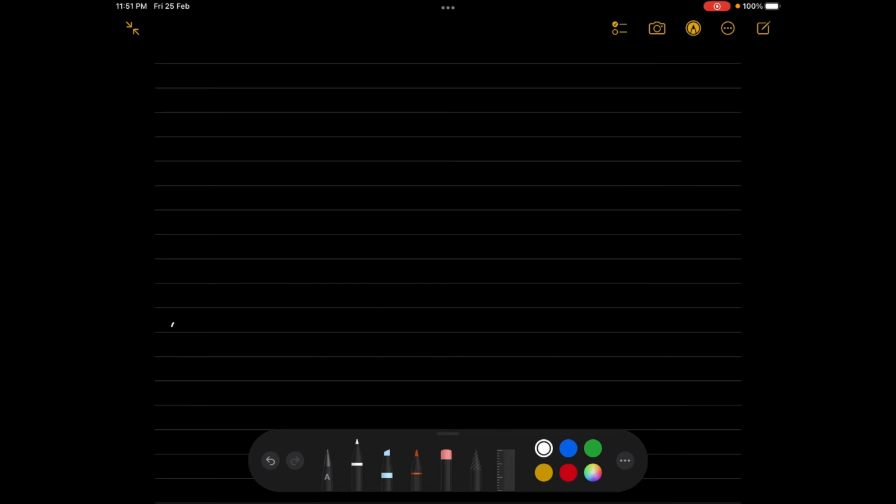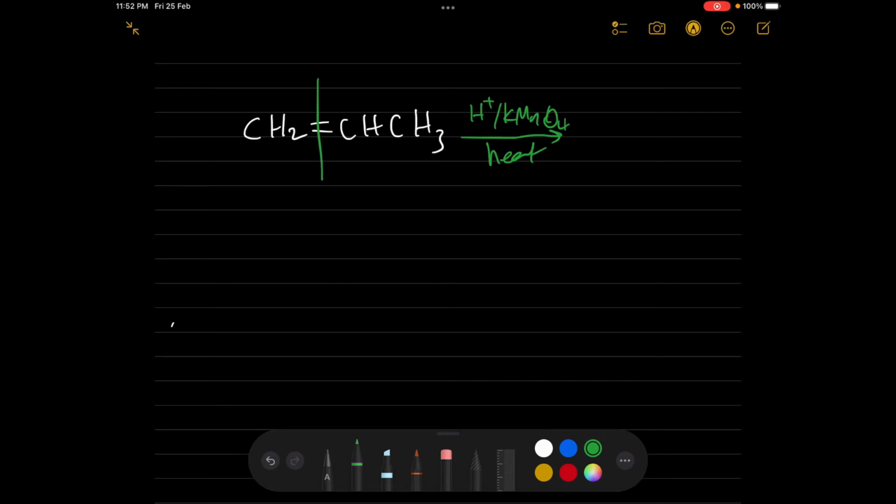Let's start with this one, like CH2 double bond CH3. As we can see, we're going to apply acidified KMnO4 and heat. So we're talking about harsh conditions, and this is an oxidation process. Once you break this bond in here, you will get two products. Look at this one here.